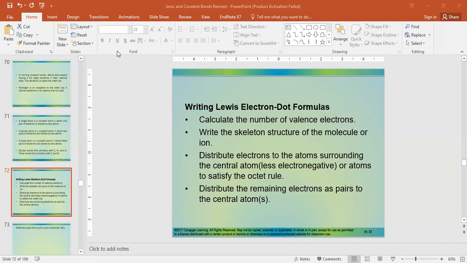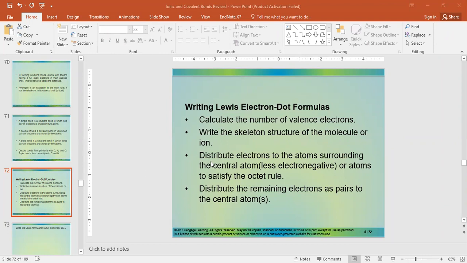The first thing is to calculate the total number of valency electrons. The total number of valency electrons here, we are talking about the valency electrons for all the atoms that are involved in that particular compound. So, number one, calculate the number of valency electrons. And number two, write the skeleton structure of the molecule or ion.